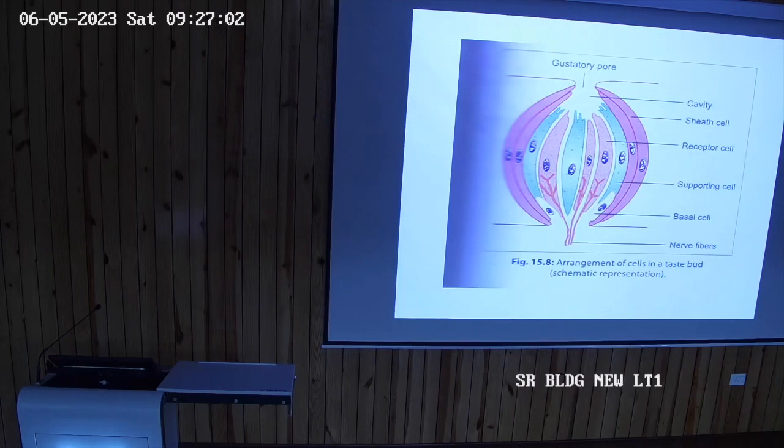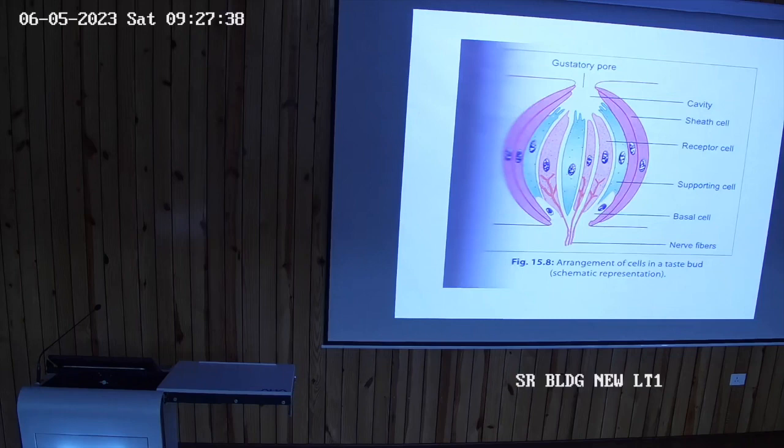Now, what happens? After the food is converted into chyme, as the food comes in contact with the taste buds, they receive the sensation, and that sensation through the nerves reaches the brain. There it is analyzed what type of food it is, whether sweet, sour, and all these tastes are then identified by the brain. The taste buds carry the sensation from the taste pore through the nerve fibers.